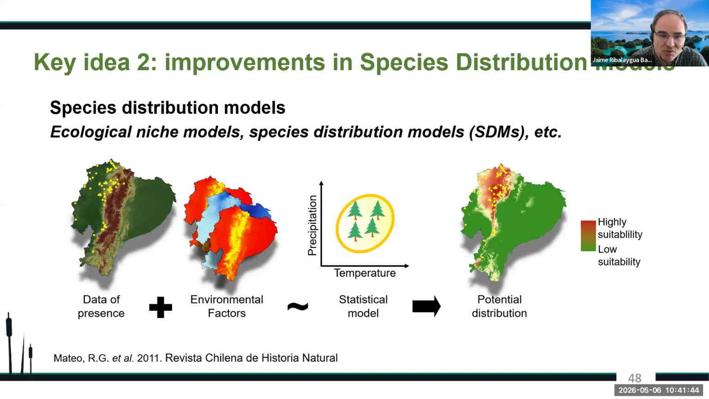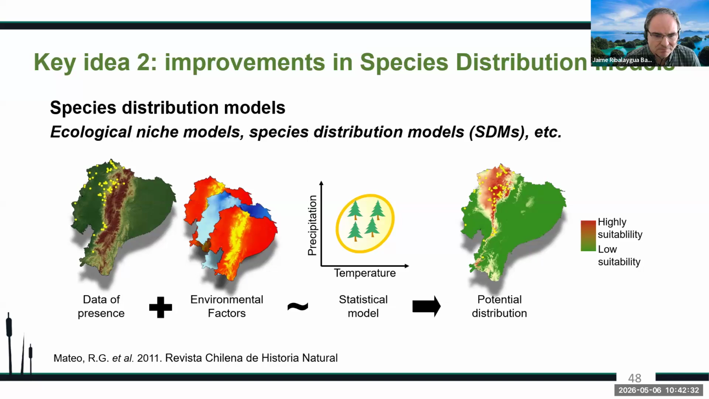The second idea is the improvements we have introduced into the species distribution models. You may know how these models work. They have the presence of a certain species. We have the environmental factors of all the territory, and then we establish a statistical model, the species distribution model, that produces this potential distribution according to the values of the environmental factors. So this provides areas with low suitability for this species and with high suitability. So we are going to calibrate these models with the observations and apply them to the future climate.